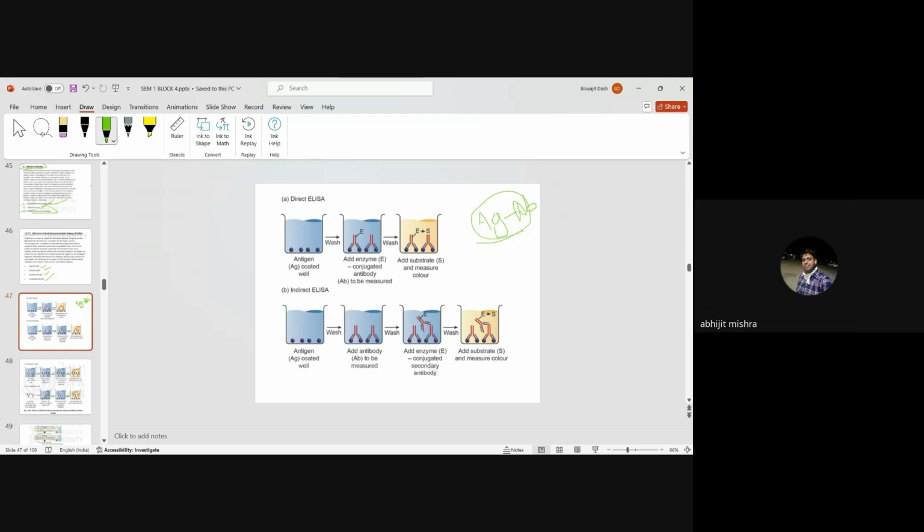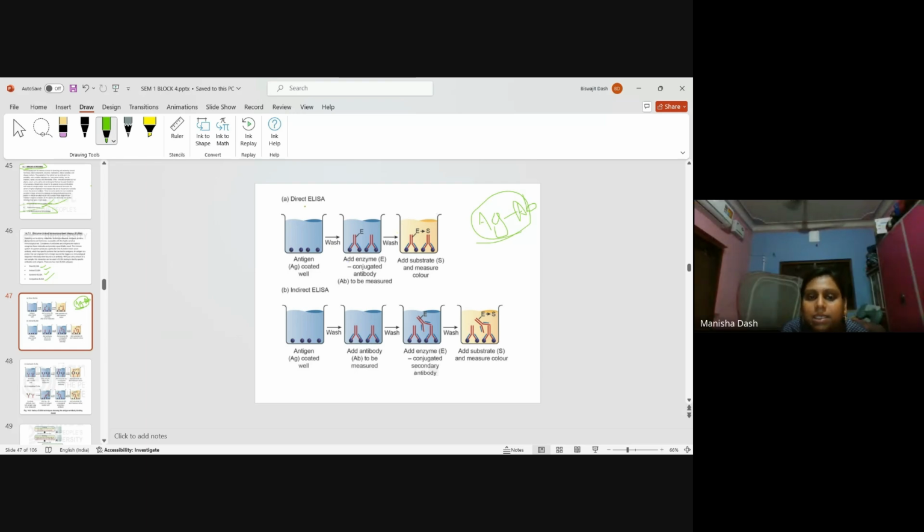Okay. So here, what is done in direct ELISA? Usually, the antigen is coated onto a microtiter plate, and then it is washed for any unbound antigen that might be present. Then an antibody linked with an enzyme is put in the well. Now the antibody is complementary to the existing antigen. So if there is specificity, then the antibody will go and bind with the antigen.